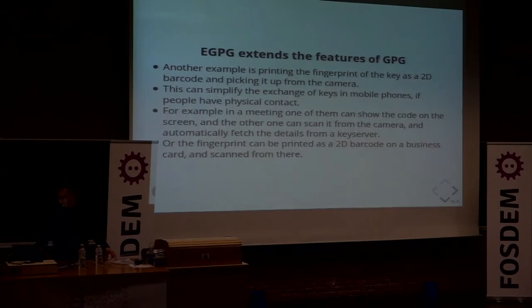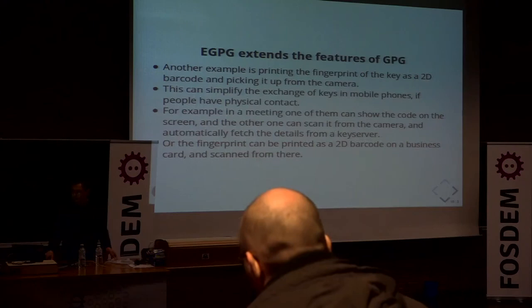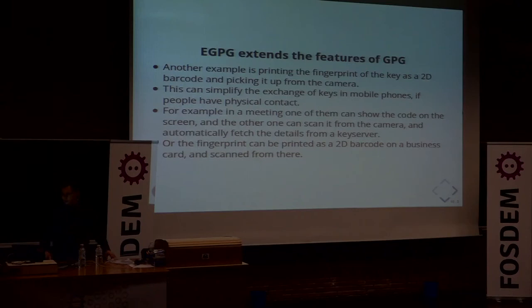Another example is printing the fingerprint of the key as a 2D barcode and picking it up from the camera. This can simplify the exchange of keys in mobile phones if people have physical contact. For example, in a meeting, one of them can show the code on the screen and the other one can scan it from the camera and automatically fetch the details from a key server. Or the fingerprint can be printed as a 2D barcode on a business card and scanned from there.